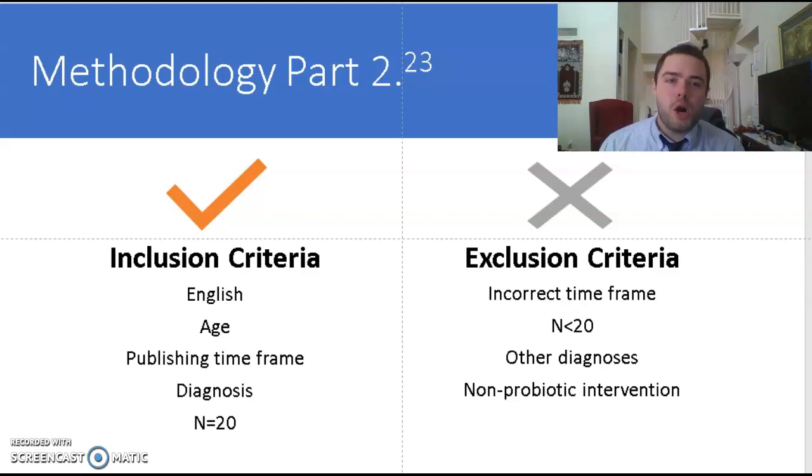The methodology part 2 goes over the inclusion and exclusion criteria considered for this study.